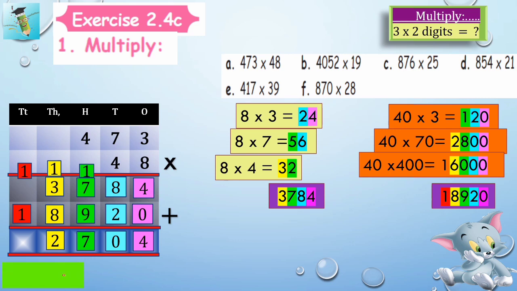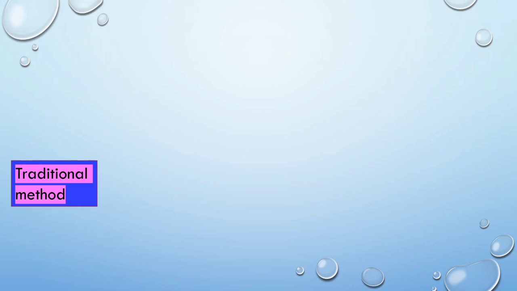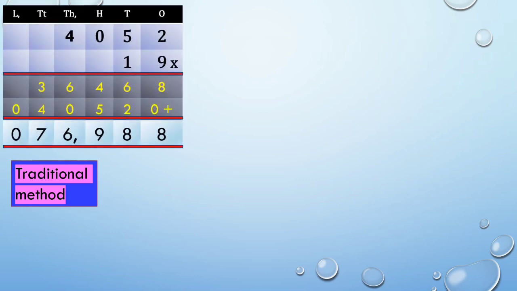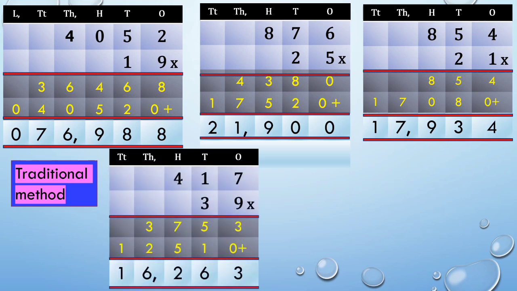In the 10,000 column we got 2. So what will be the answer? 22,704. According to the traditional method, I have given all the answers. Is it clear? Okay. You are all bright students.